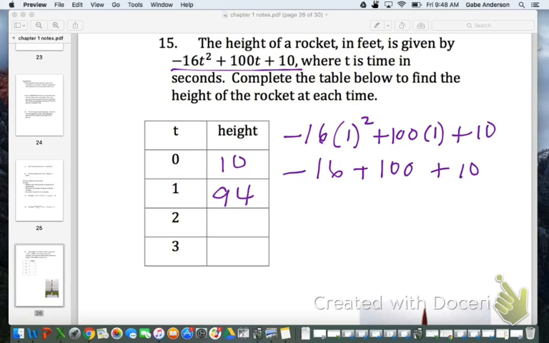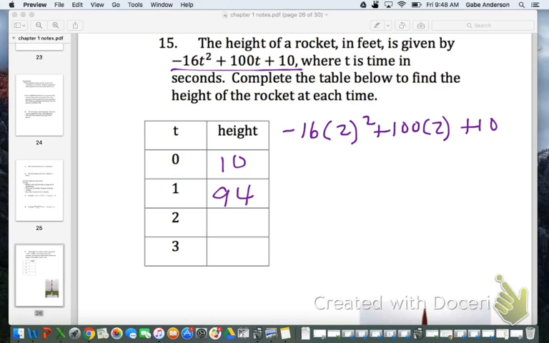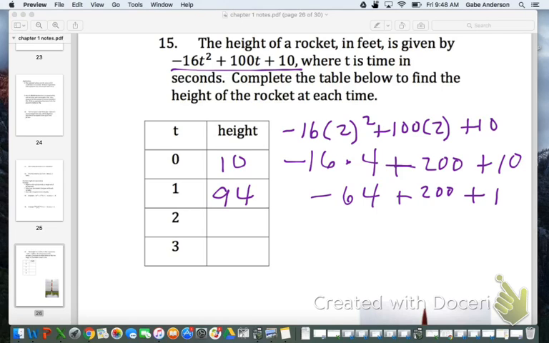I'll give you another moment to work through 2 and 3. You can see I've set up for t equals 2. I've plugged in a 2 for all the t values. We do order of operations, exponents first. So negative 16 times 4, plus 100 times 2 is 200, plus 10. Negative 16 times 4 is negative 64, plus 200 plus 10. Now we're down to just addition and subtraction. I got 146 for the height at 2.